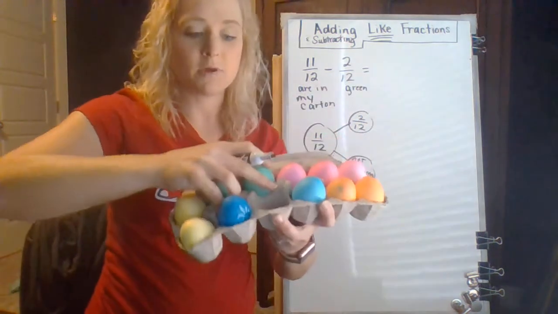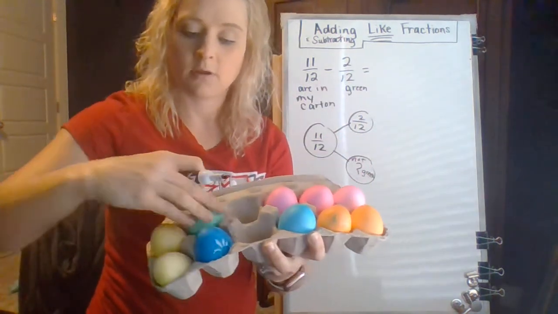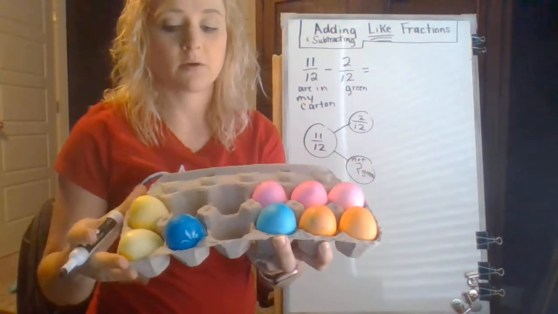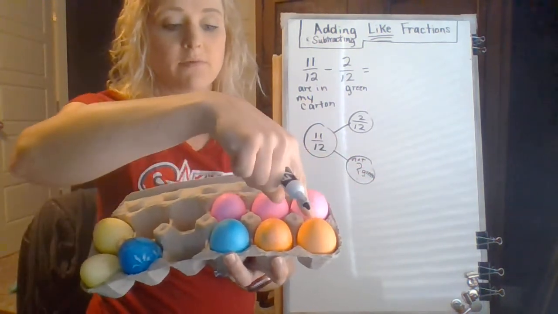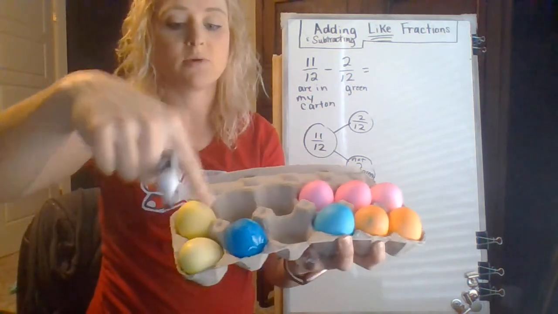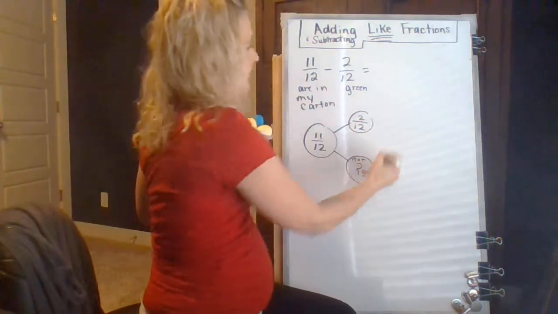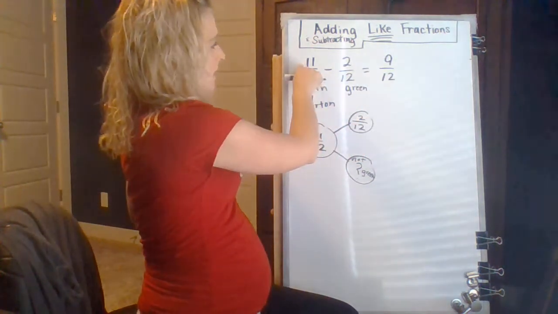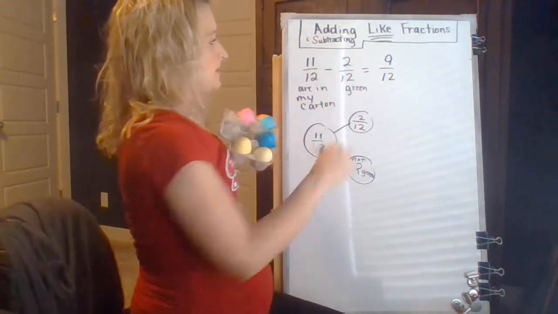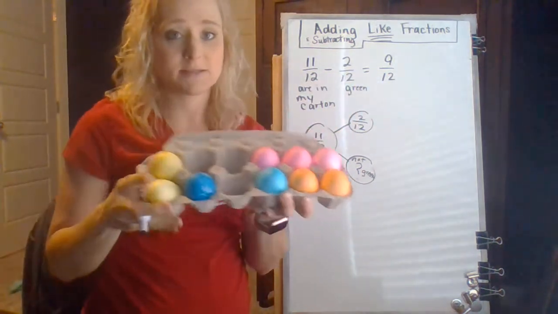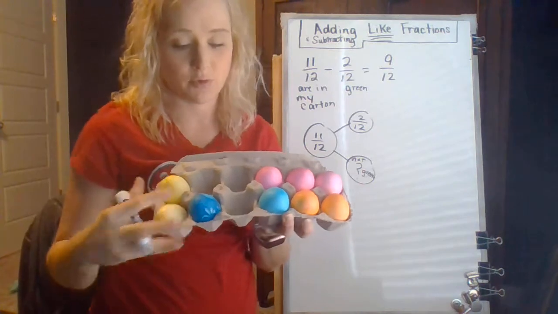So when I remove those out, how much of the carton is left over? Well, each one of these eggs counts as a 12th of the carton. 1/12, 2/12, 3/12, 4/12, 5/12, 6/12, 7/12, 8/12, 9/12. And if you think about it, 11 minus 2 is 9. And notice the denominator remained the same because the size of our pieces remained the same throughout.